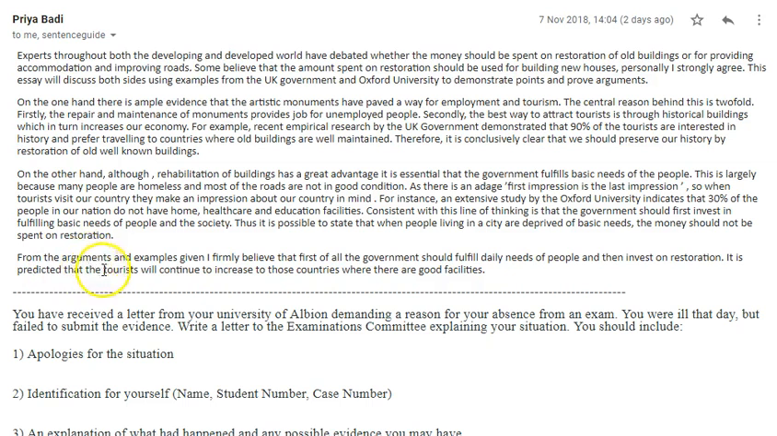I would say that tourist numbers will continue to increase in those countries where there are good facilities. Okay, but yes, well done. A good piece of writing here. Particularly good how you've managed to structure your paragraphs, rounding off each paragraph by relating to the question, which is great.